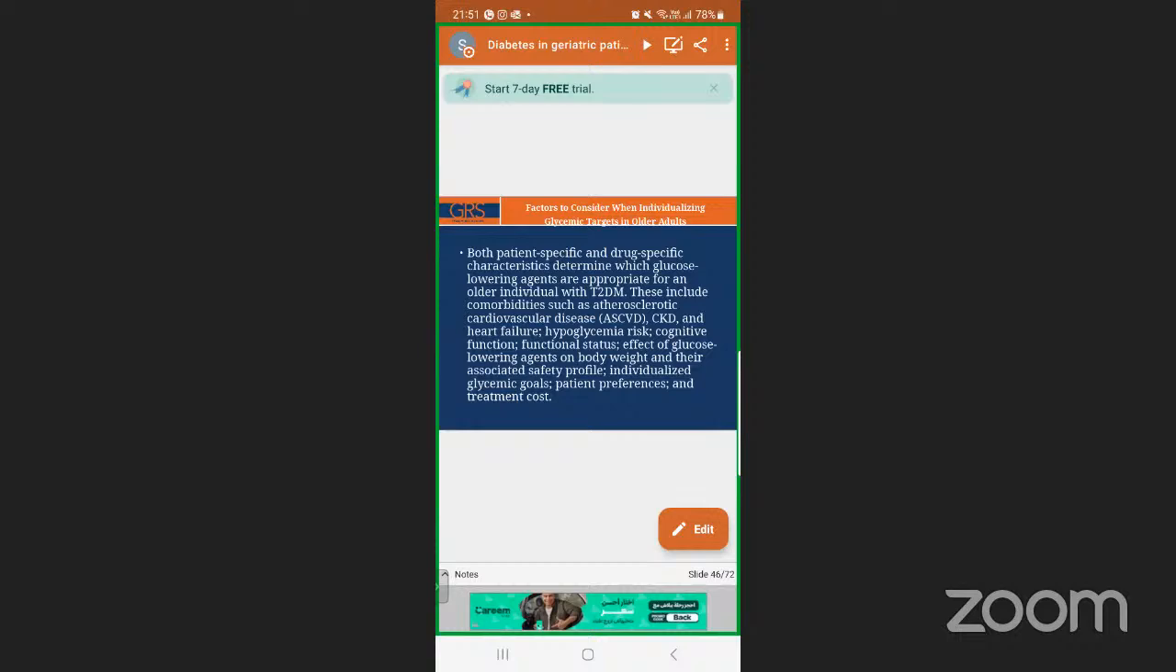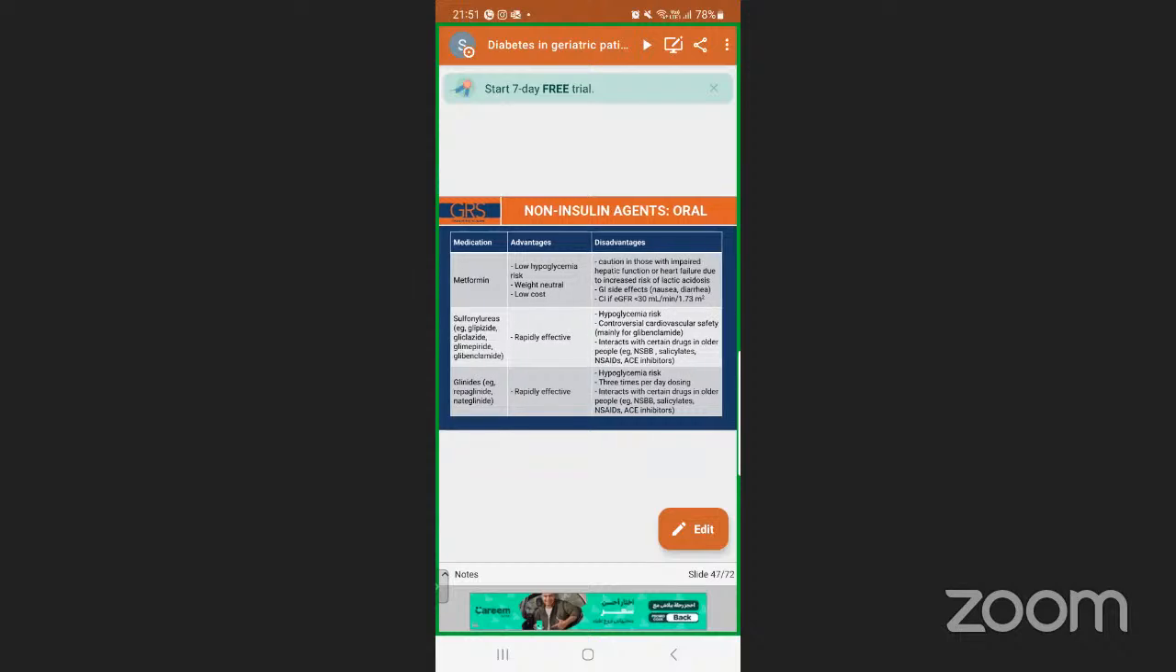Factors to consider when individualizing glycemic targets in older adults include both patient-specific and drug-specific characteristics, which determine which glucose-lowering agent is appropriate for the patient, especially older individuals with type 2 diabetes. These include comorbidities such as atherosclerotic cardiovascular disease, chronic kidney disease, heart failure, hypoglycemic risk, cognitive function, functional status, effect of the glucose-lowering agent on body weight, and its associated safety profile, individualized glycemic goals, patient preferences, and the treatment cost. And these are the oral anti-diabetic medications.